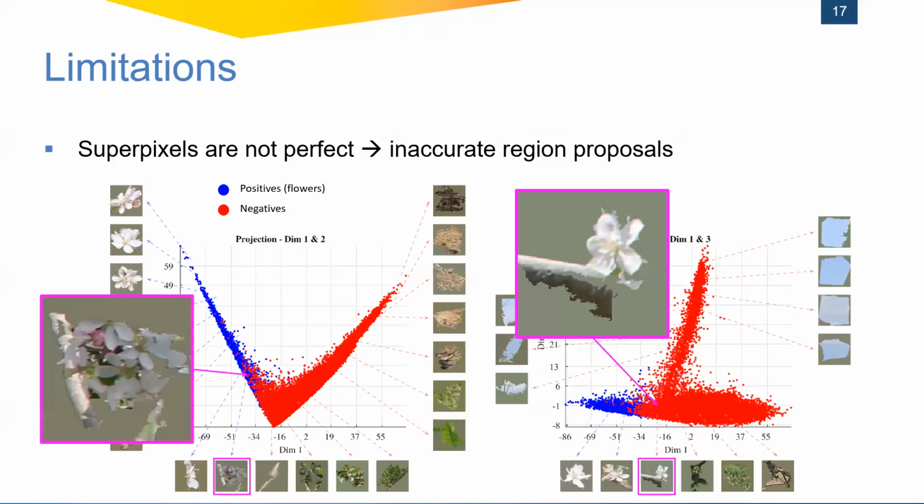So they're going to be mapped by the network in this feature space into a region of uncertainty where you cannot have a good classification of either this is a flower or not. So it's intrinsically a limitation of this approach. And this is a limitation of region proposals in general, and people have been exploring alternative approaches for overcoming this kind of limitation.